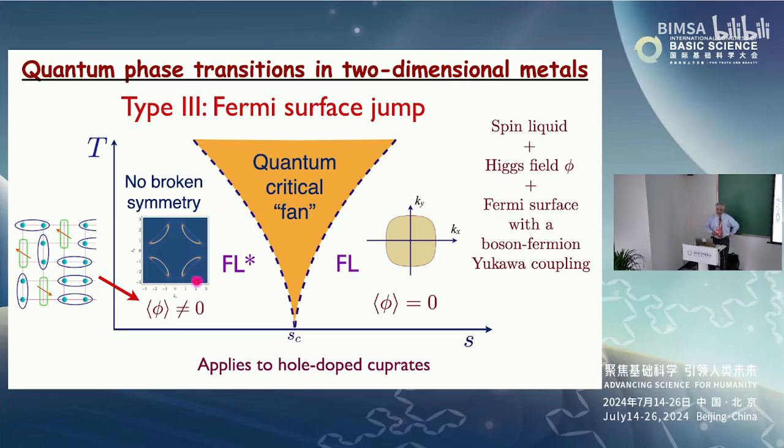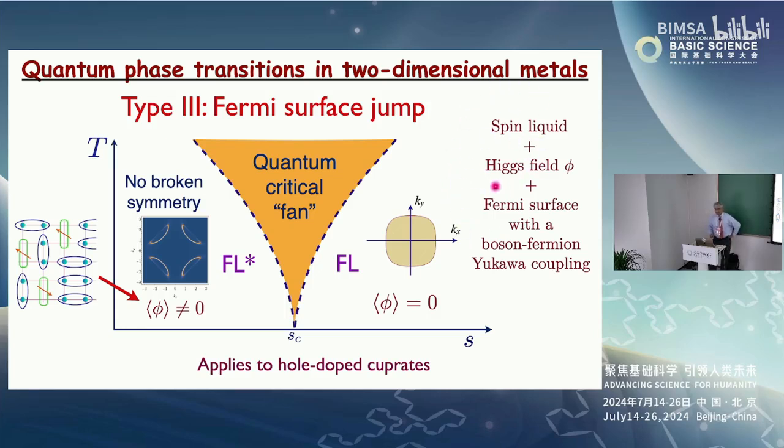You get a reconstruction of the Fermi surface without broken symmetry, and that involves certain spin liquid character. So you have a coexistence of a spin liquid and a Fermi surface in a state we call FL star. In this case, this field phi becomes a Higgs field, and there are also certain gauge fields representing the topological order.